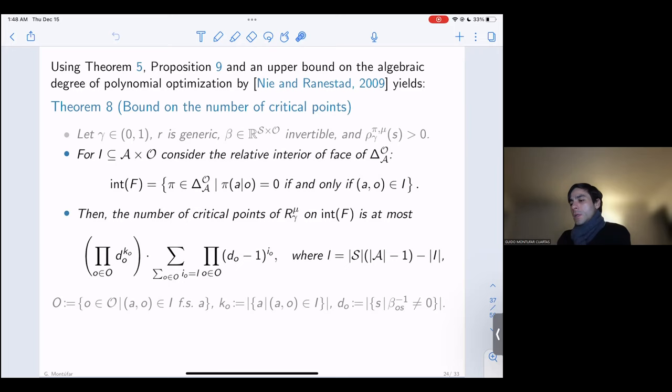For that, we get these equations, and we can look at the degree of the corresponding functions that determine those constraints. And based on that, using the results of Nie and Ranestad, we can establish bounds on the number of critical points. And they end up looking like this for a particular choice of a face of the set. I will spare you the discussion of all these little details, but we were very pleased to be able to tell how many critical points we may expect.